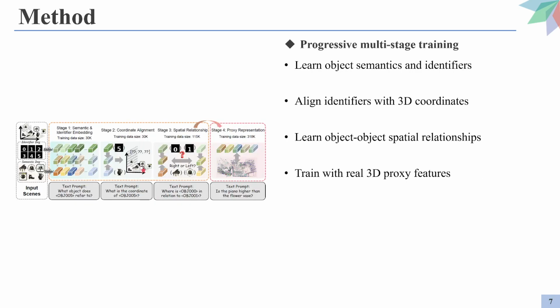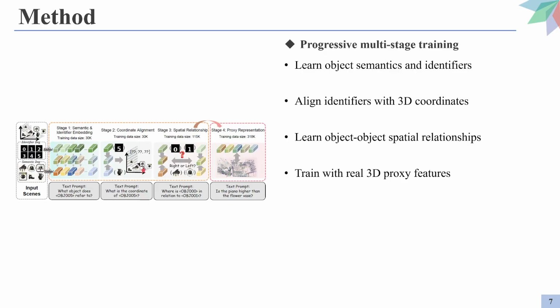In order to effectively form spatial understanding in MLLMs, the authors developed a progressive iterative training scheme called multi-stage training. The figure on the left presents an overview of how the language model learns to interpret the proxy sequence. Instead of immediately training on complex real scene features, the authors use four progressive stages.